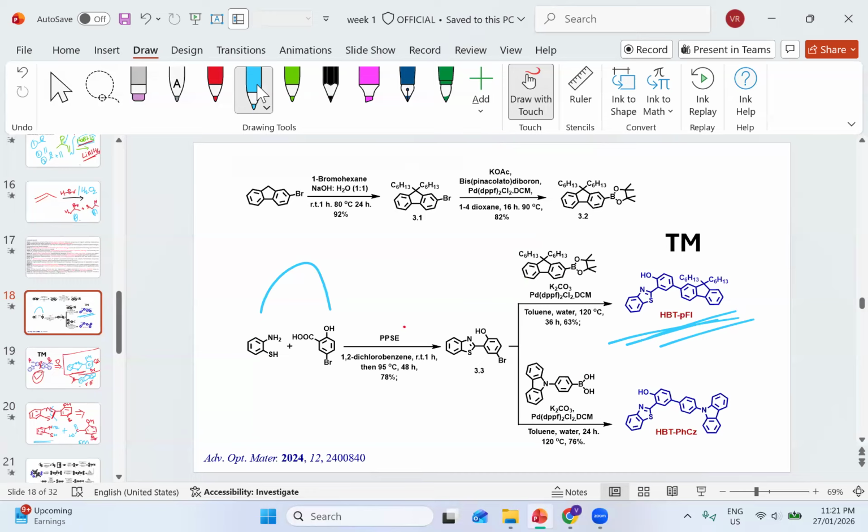Right? So this is another target molecule which is very similar. Instead of this boric ester, the coupling partner is different. This is the phenyl carbazole boric acid. So you can see here the part in the target molecule.